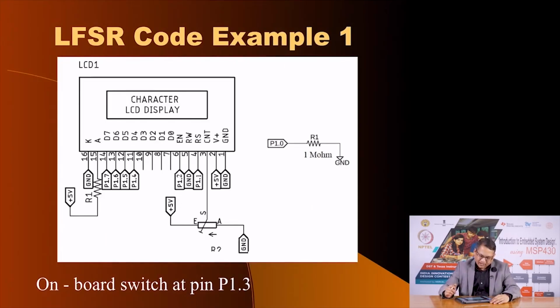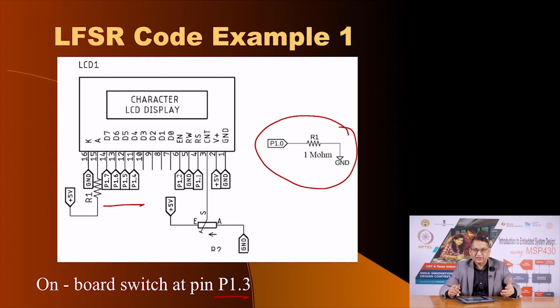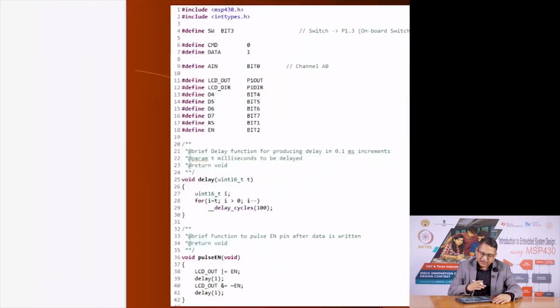In the first code example, we are going to connect a switch on our MSP430 lunchbox on P1.3. We have also connected displays as we have seen in our previous examples in the 4-bit mode, and we have connected a very large value resistor, 1 mega ohm, to ground. What we do is that when the program starts running for the first time, it will sample the analog input, use this value as the seed, initialize the LFSR with this seed, and then every time you press the switch, it will generate the next number, and you can find out what those numbers are.